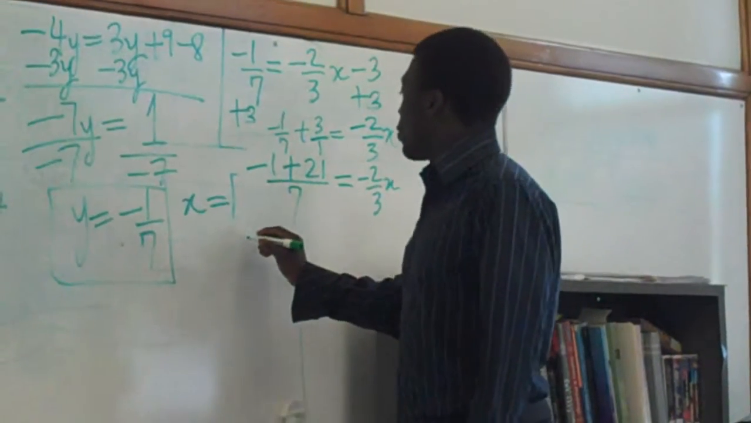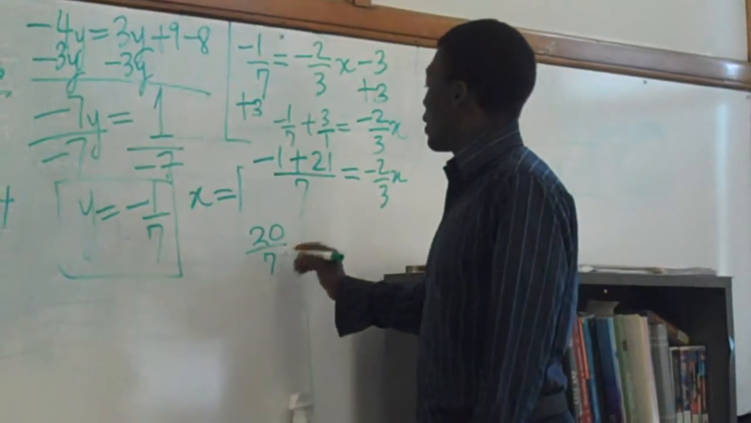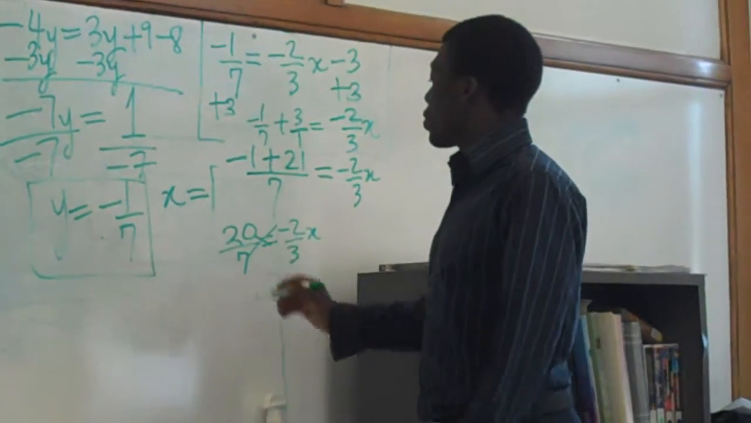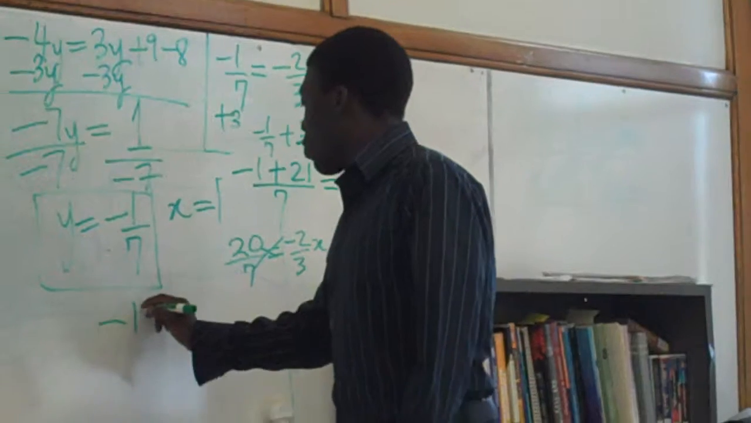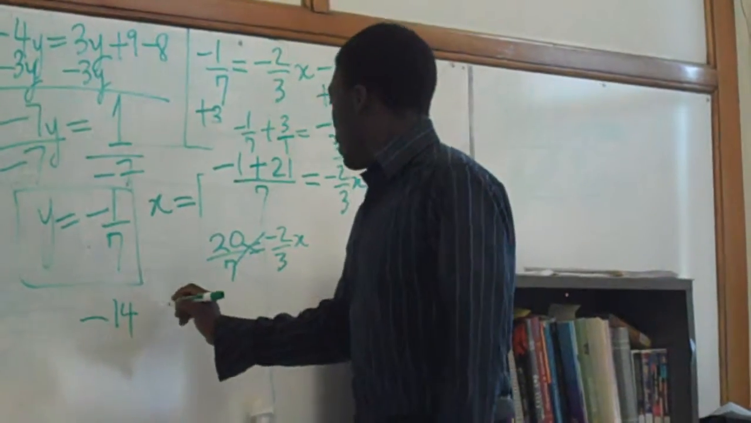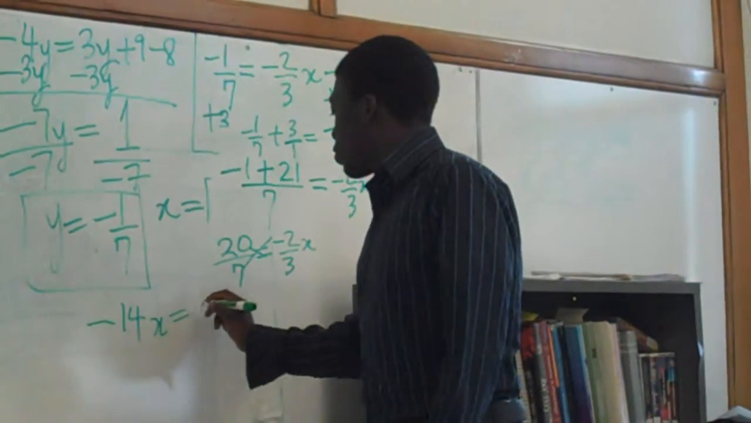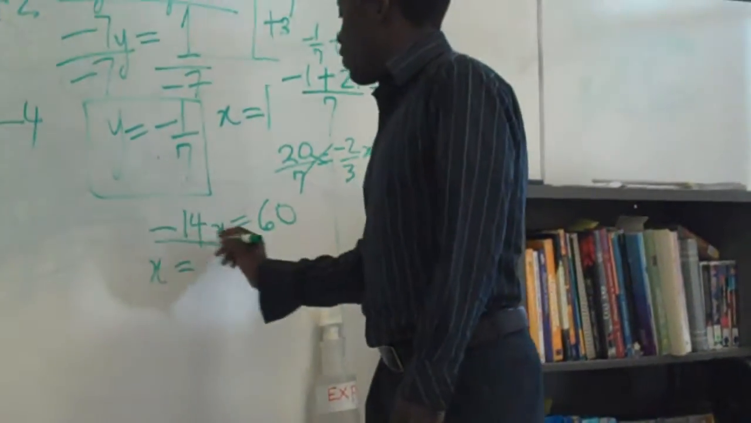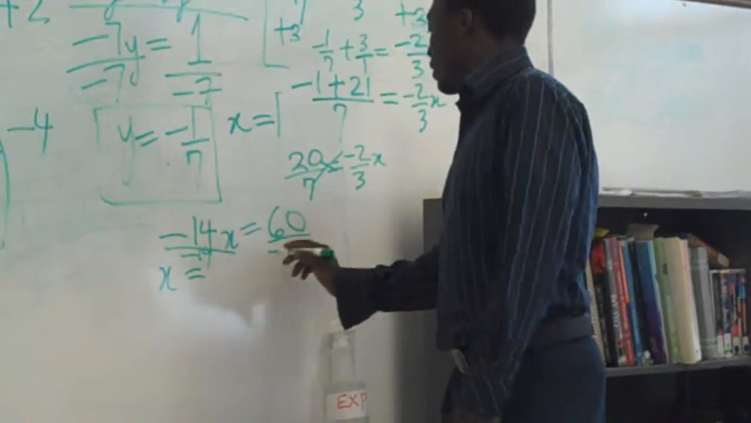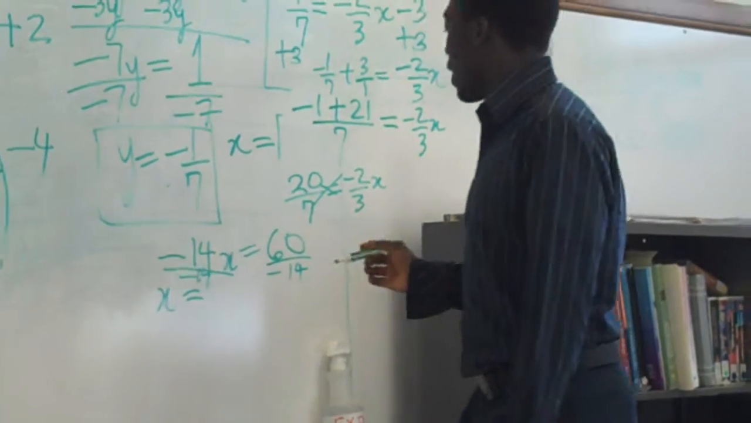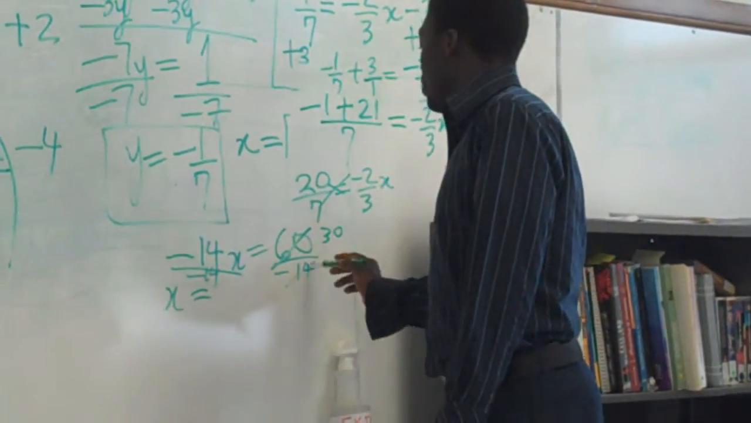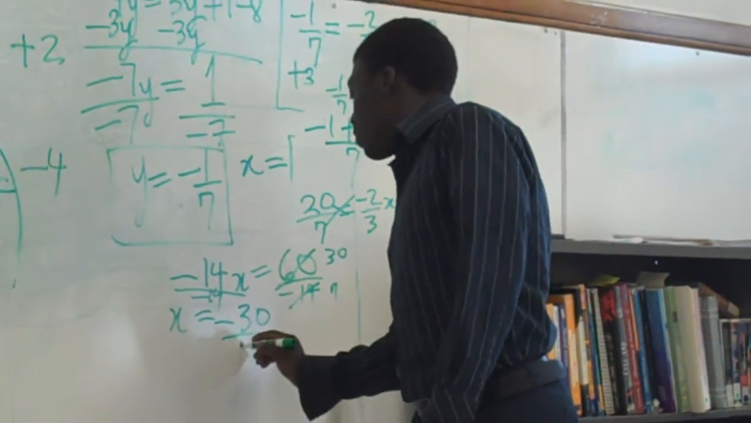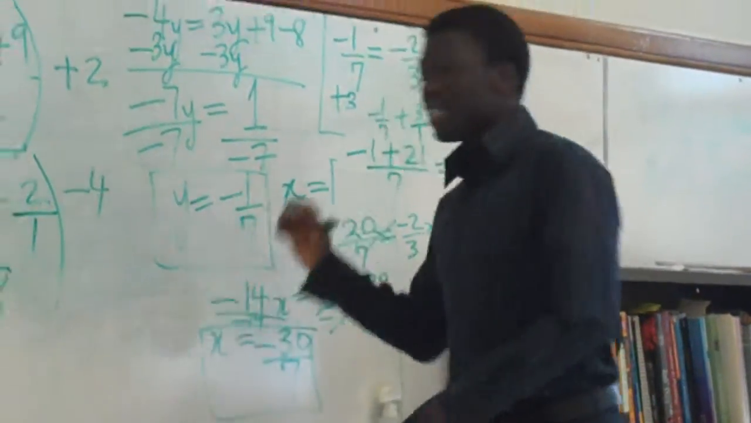So we have 20 over 7 is equal to minus 2 over 3x. We can cross multiply and we get minus 14x is equal to 60. And so x is equal to, we divide both sides by minus 14, and then we can simplify that. 2 goes in here 30 times, 2 goes in there 7 times. Our answer is x is equal to negative 30 over 7. That's the end of the problem.